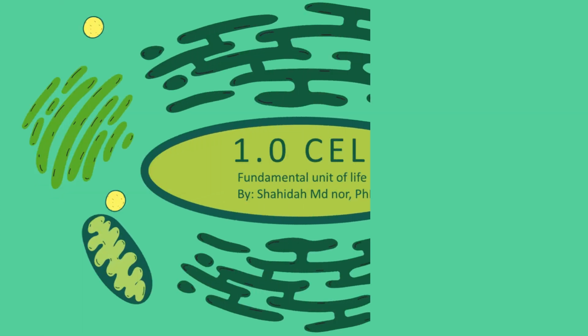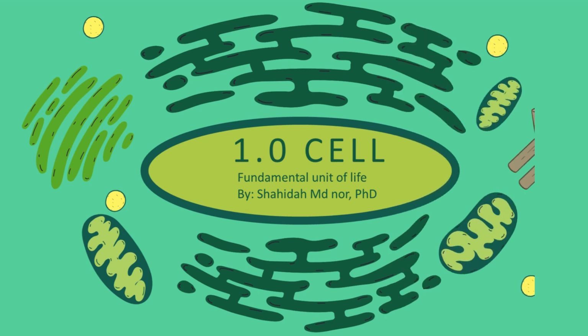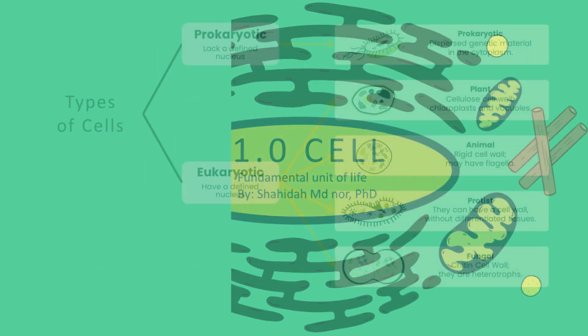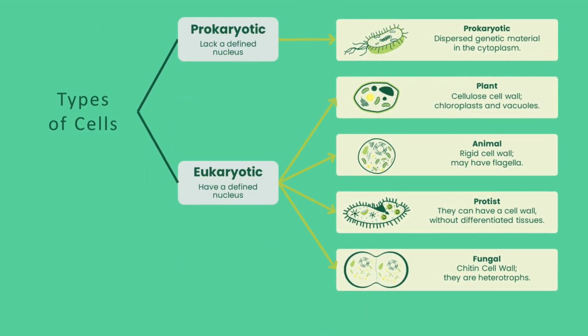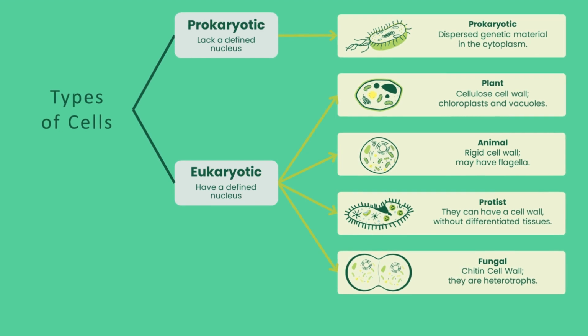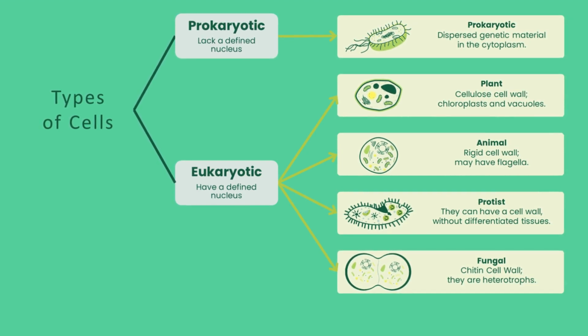This lecture is in topic 1, cell as the fundamental units of life. In cell biology, cells are segregated into the prokaryotic and eukaryotic cells. The prokaryote lacks a defined nucleus. The genetic material is dispersed in the cytoplasm. Meanwhile, the eukaryote has a defined nucleus. Plant, animal, and protists are all categorized as eukaryotes.